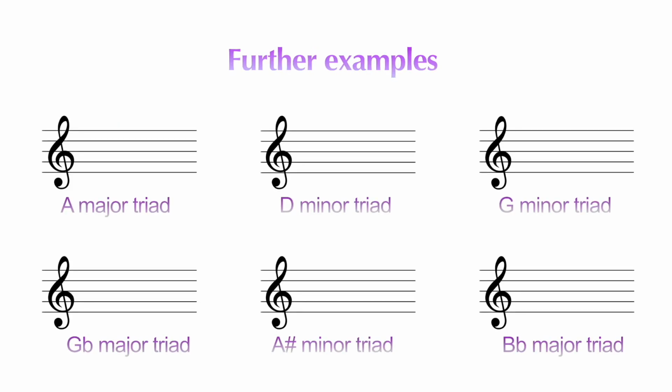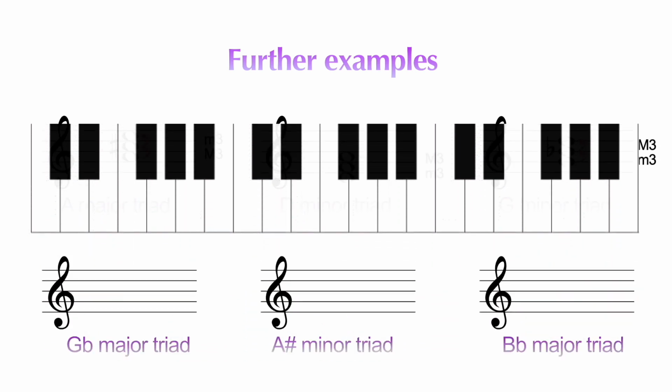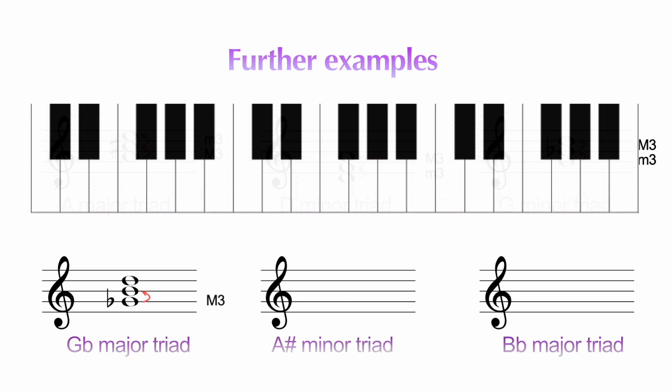Here are more examples. You may pause the video and build these triads, and then we can check together. For A major, A, C sharp, E. D minor, D, F, A. G minor, G, B flat, D. G flat major, G flat, B flat, D flat. A sharp minor, A sharp, C sharp, E sharp. B flat major, B flat, D, and F.